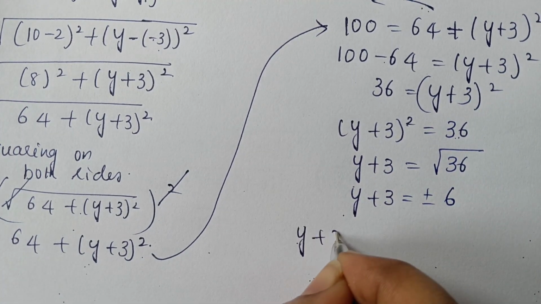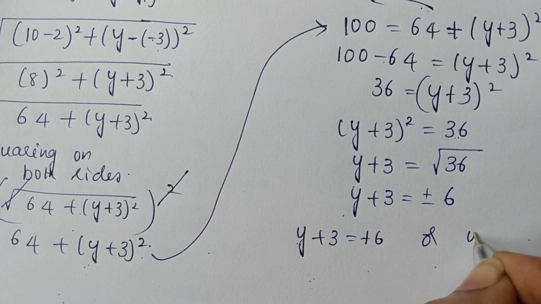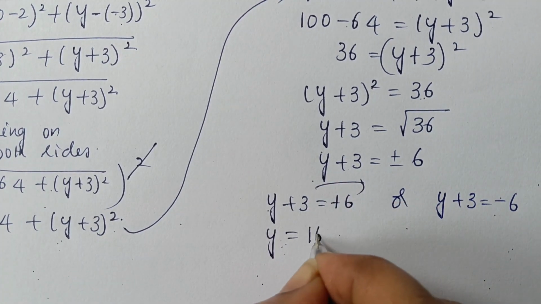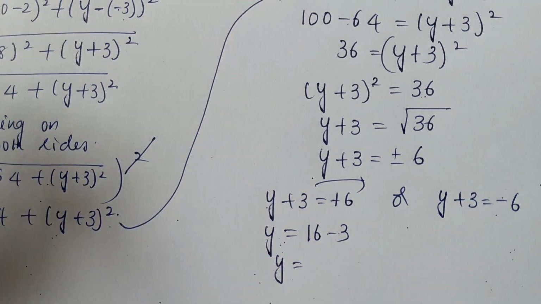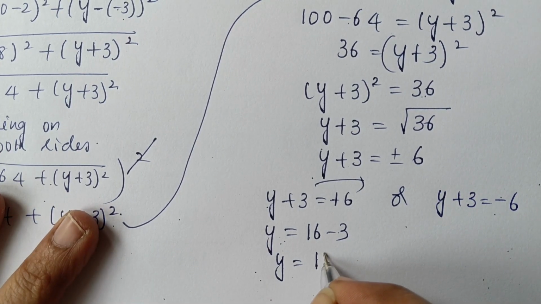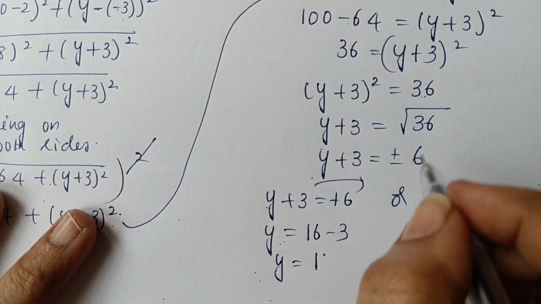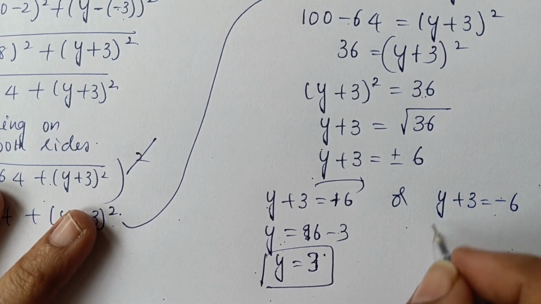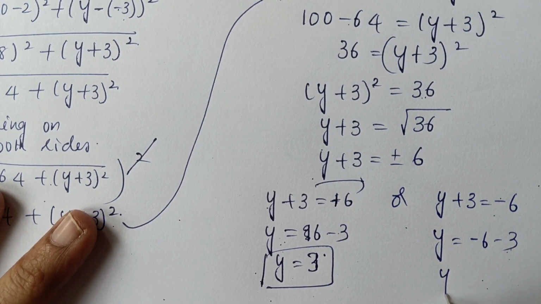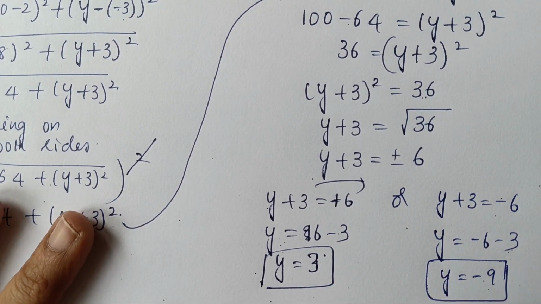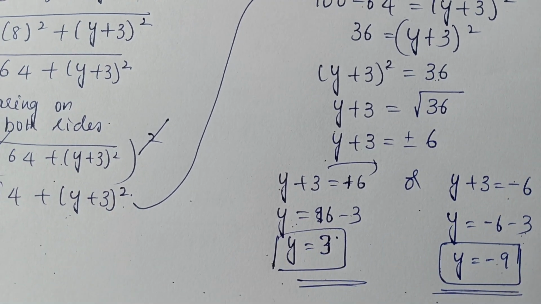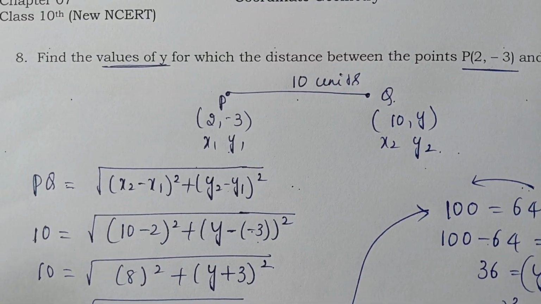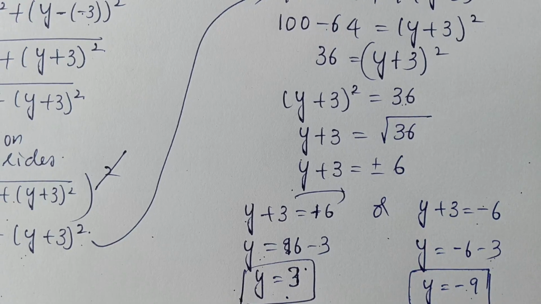Now y plus 3 is equal to plus 6 or y plus 3 is equal to minus 6, we need to take. Then y is equal to, transpose, 6 minus 3, y is equal to 3. Sorry, it is plus 6. So 6 minus 3, y value 3, or y is equal to minus 6 minus 3, y is equal to minus 9. So the possible values of y are 3 or minus 9. Okay, so that completes our 8th question. Check it once.